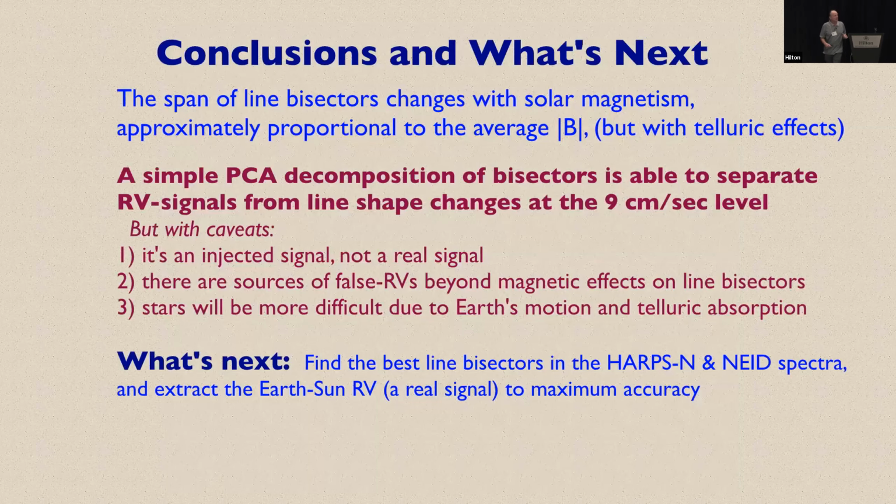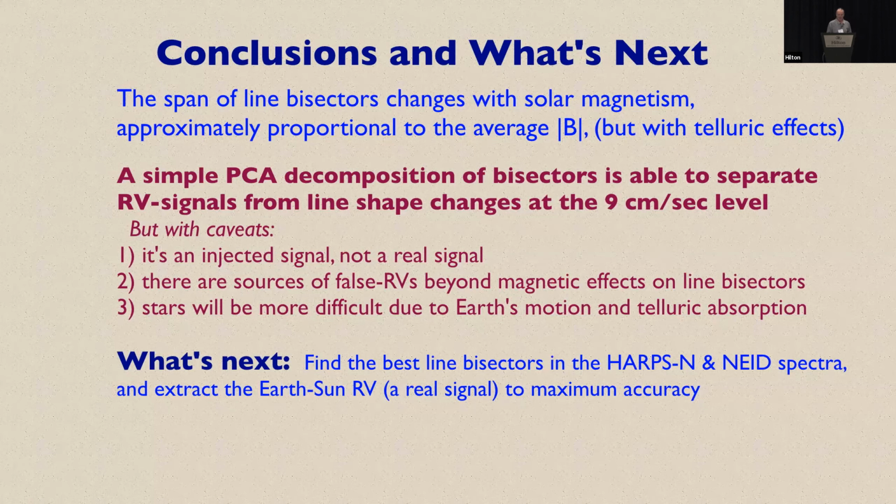So what I conclude from this is, first of all, the span of line bisectors changes with solar magnetism, as you would expect. During high magnetic activity on the sun, the size of the line bisector, the span of it, is decreased by about 10 meters per second. And it's approximately proportional to the average magnetic flux. But there probably are higher moments that are important also. And there are telluric effects, seasonal telluric effects, in the line bisectors.